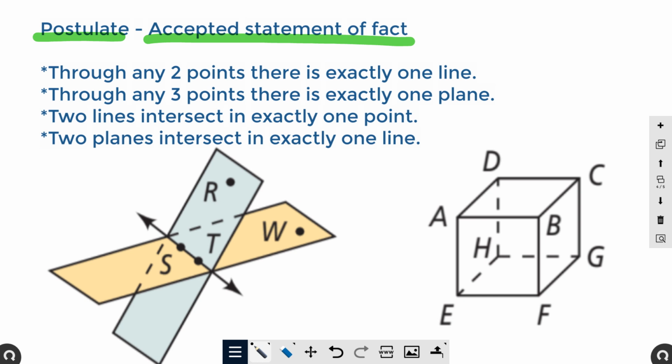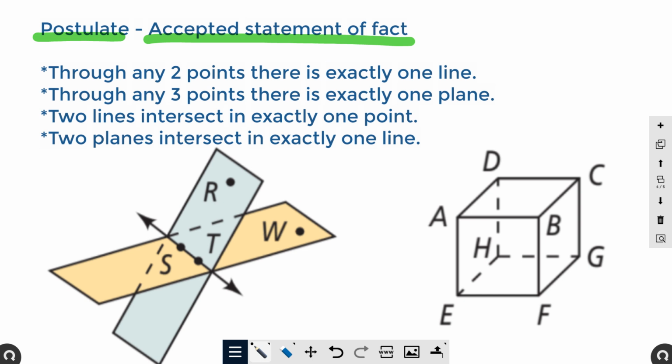So that's why that first statement, that postulate, is a true fact. As long as you have 2 points, you can draw a line through them, you can grab your ruler, and you can have it extend and keep going. The second one says you need 3 points to make a plane, and that's how we name them too, right? 2 letters we can use for a line or a ray or a segment, but we need 3 letters when we talk about a plane.